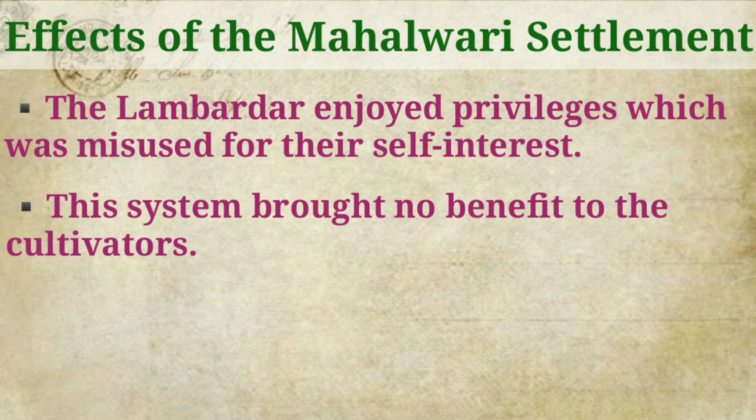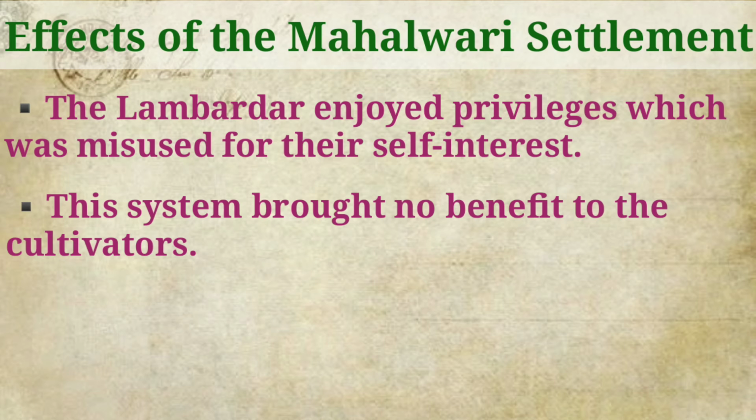Next, this system brought no benefit to the cultivators. So, children, because of the high rate of tax, the farmers were not able to maintain their land. So, they had to borrow money from the moneylenders. And when they were not able to repay the money to the moneylenders on time, they became bonded laborers, which means they had to work without any benefit. So, this system brought no benefit to the cultivators.